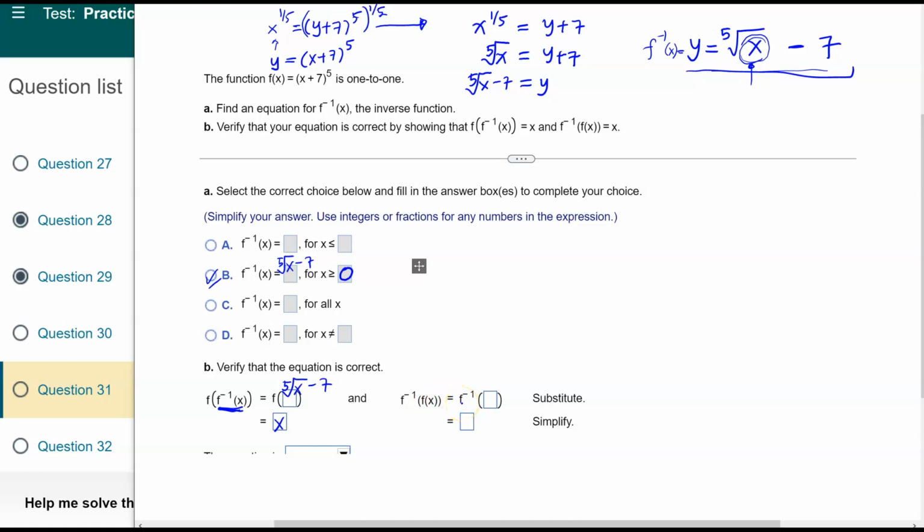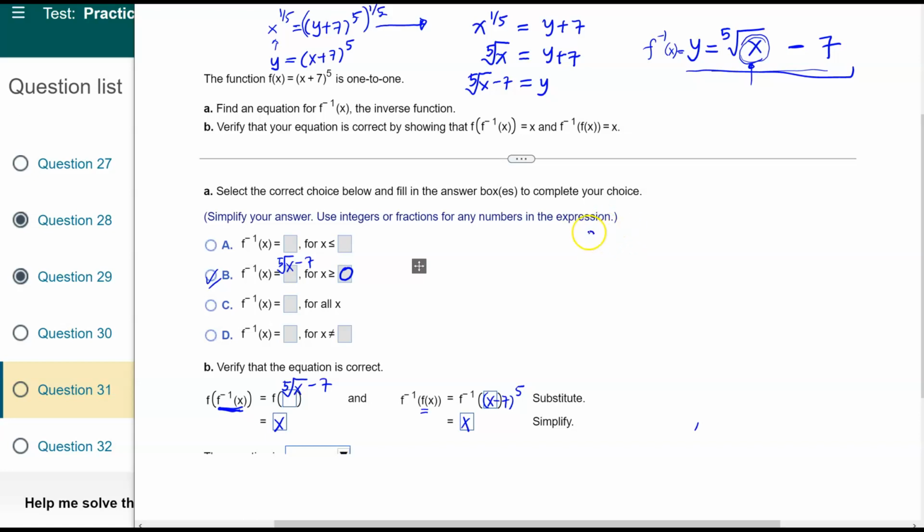Also, you evaluate the inverse function at f of x. So what is f of x? The expression for f of x is quantity x plus 7 to the fifth. And when you do that, you should get x as your final answer. So if they're both equal to x, then that is actually verified. Now, you would have to do the work to actually verify if that is really right.